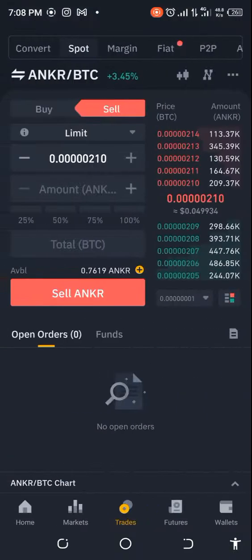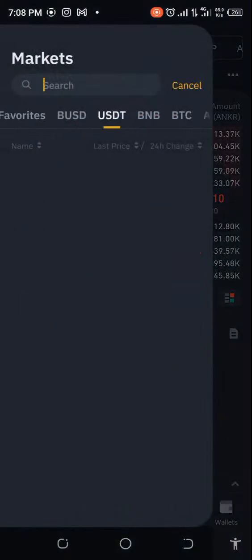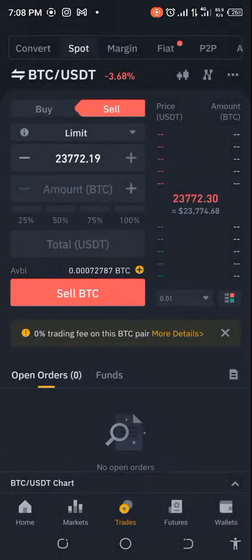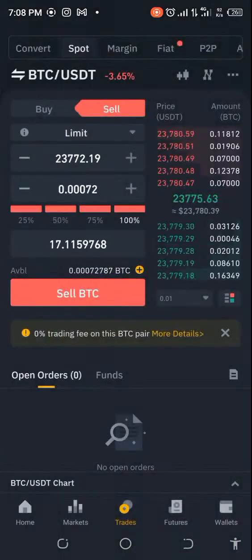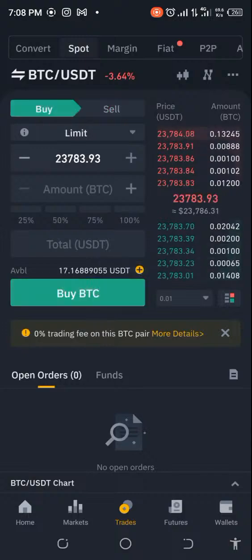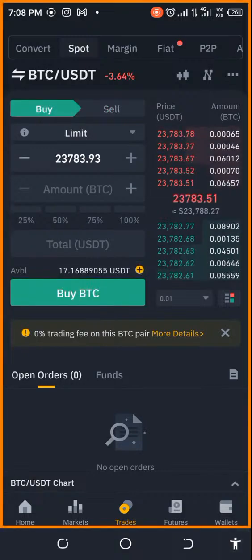But let's go ahead and just quickly do this. Go to BTC. We're going to BTC and USDT. And then all we want to do now is sell everything. Okay, so let's go ahead and see this. Okay, 1, 2, go. All right, so it's sold. So let's go back and let's see how much we have.